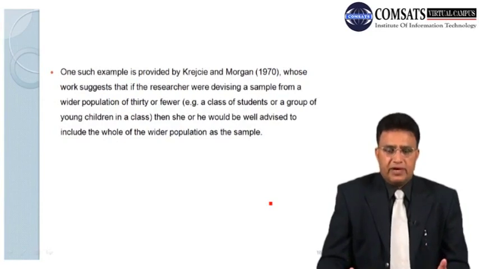One such example is provided by Krejcie and Morgan, whose work suggests that if the researcher were devising a sample from a wider population of 30 or fewer, for example, a class of students or a group of young children in a class, then he or she would be well advised to include the whole of the wider population as a sample.